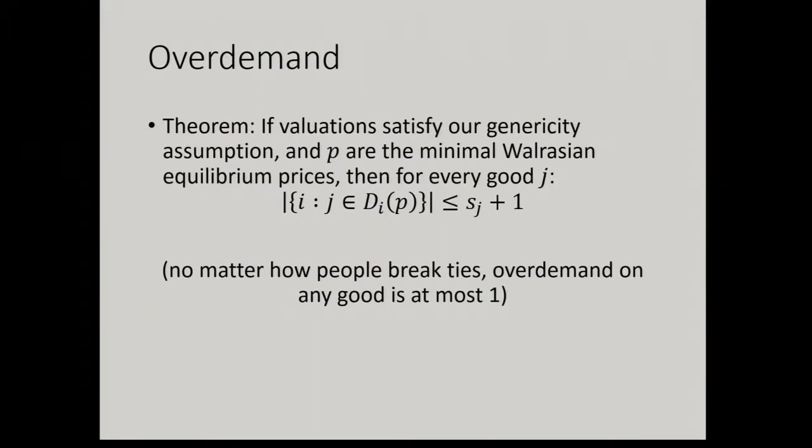Okay, and the theorem in this simple case is that if we've got valuations that satisfy this genericity assumption, and we've got the exact minimal Walrasian equilibrium prices on this market that is computed with respect to the actual bidders, then although there will be some overdemand, it will be as low as possible. And the number of people who demand each good will be no more than one more than the supply of the good. In particular, no matter how people break ties, with no assumptions on how they break ties, although there will be indifferences, the overdemand on any good will be at most 1, and therefore it will become a diminishing fraction of the total supply as the supply grows large.